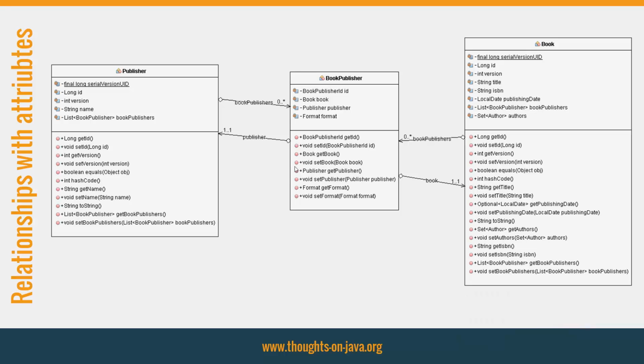You can see a diagram of such a mapping here. Each book can get published by multiple publishers in different formats. The format is an attribute of the relationship between the book and the publisher entity. As I explained, this requires an additional entity that maps the relationship attribute. In this diagram, it's the book publisher entity that maps the format attribute and the relationships to the book and the publisher entity. Let's switch to the IDE and have a look at the required mapping annotations.